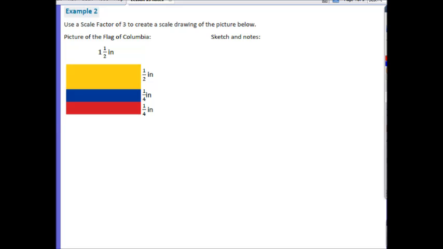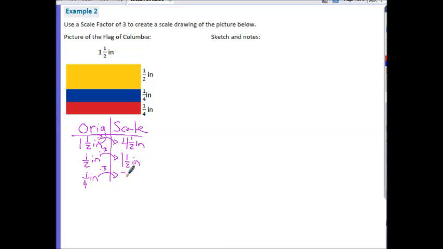So first thing we want to do is create our table. We have some original lengths given of 1 1/2 inch, 1/2 inch, and then these two are the same, so we'll just write it once, 1/4 of an inch. And our scale factor is 3, so each of these is going to be multiplied by 3. And when we do that, we get 4 1/2 inch for this one, 1 1/2 inch for this one, and 3/4 of an inch for this one.